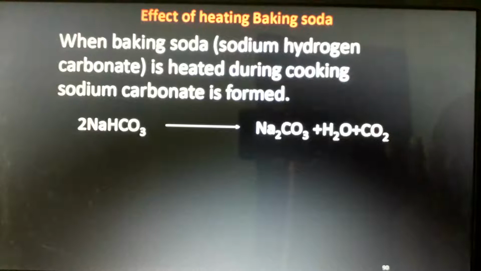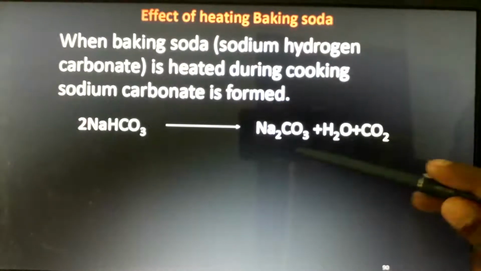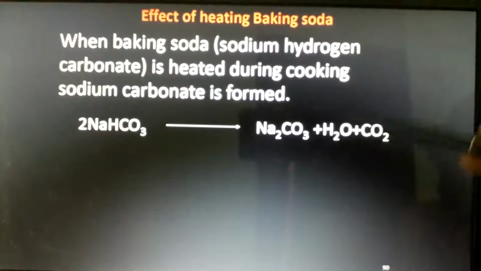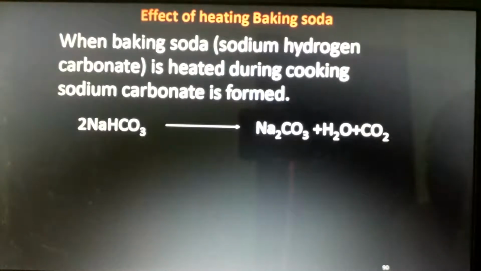We are heating it. And when we heat this sodium hydrogen carbonate, sodium carbonate is formed. At the same time, water will be evolved as steam, and carbon dioxide gas is formed. So that carbon dioxide gas will be inside that cake or that bread. That's why the bubbles are inside. That sponginess is because of these carbon dioxide bubbles. If you cut the bread, there will be very small holes in it, and all those holes are formed because of this carbon dioxide gas.